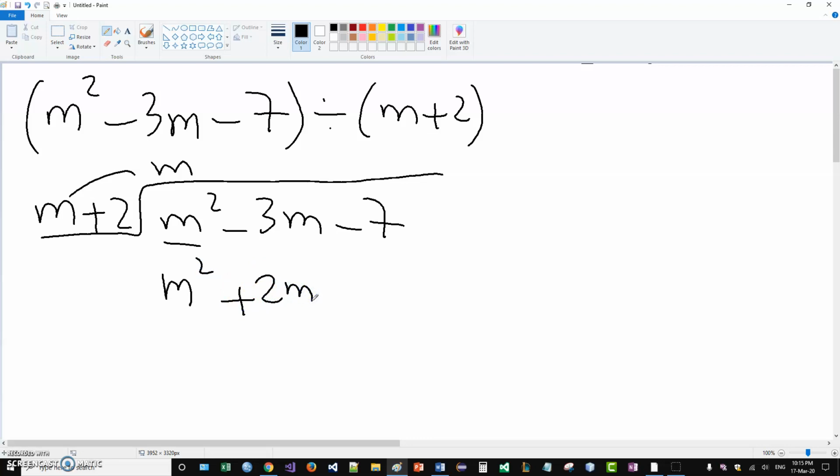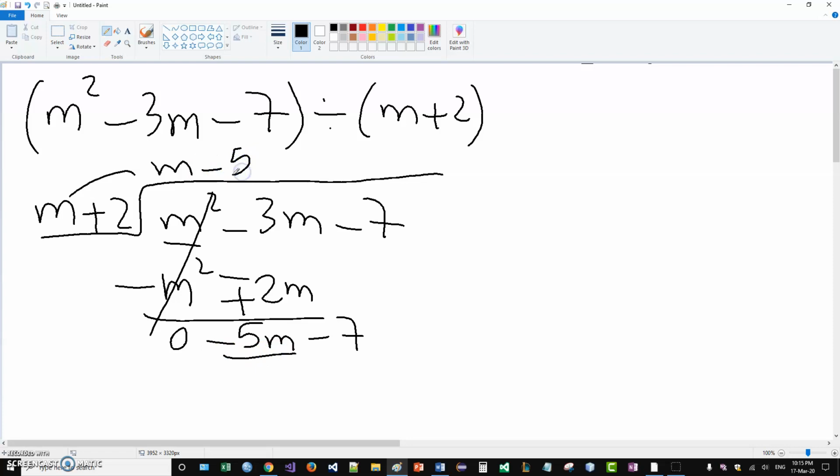Then reverse the sign. m squared minus m squared, 0. Minus 3m minus 2m is minus 5m. You drop the 7 and then you divide. Minus 5m divided by m is minus 5. Minus 5 times m is minus 5m. Minus 5 times 2 is minus 10.